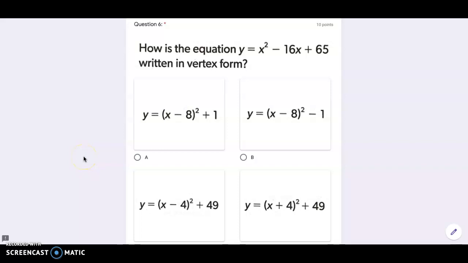Alright guys, so now this is another help video if you forgot from Edpuzzle how to convert from quadratic standard form to a vertex form. So I'm going to go ahead and actually do this one with you guys. And let's actually hop onto my dot cam here, okay?